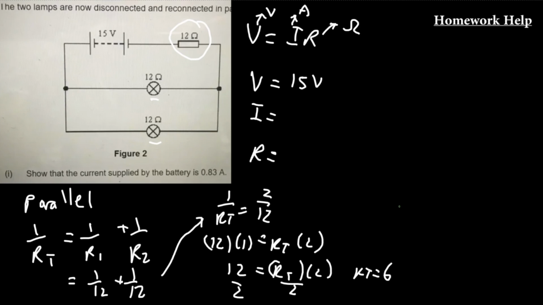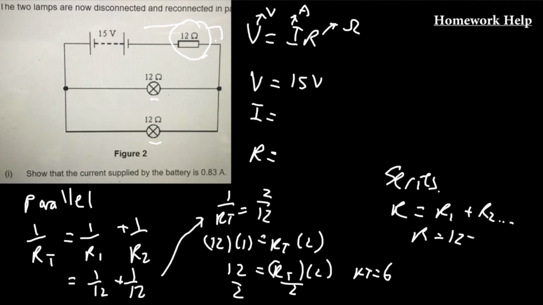So now, earlier I said that this top part is in series, right? So the electricity is going to flow this way. So 12, and then regardless of which way it flows, we've already calculated that the resistance is 6. So in a series, the total resistance is R1 plus R2, etc. So the total resistance is 12 plus 6. This gives us 18. So 18 ohms.